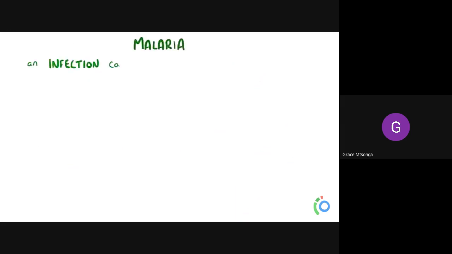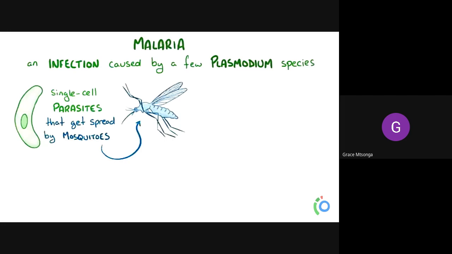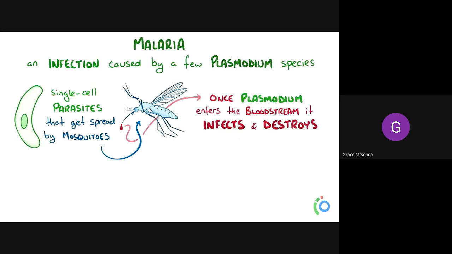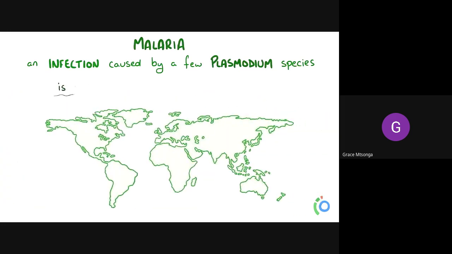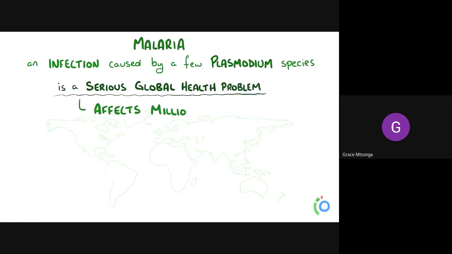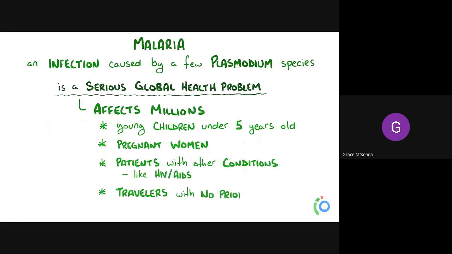Malaria is an infection that can be caused by a few different types of Plasmodium species, which are single-celled parasites that get spread around by mosquitoes. Once the Plasmodium gets into the bloodstream, it starts to infect and destroy mainly liver cells and red blood cells, which causes a variety of symptoms and sometimes even death. Malaria is a serious global health problem that affects millions of people, particularly young children under the age of 5, pregnant women, patients with other health conditions like HIV and AIDS, and travelers who've had no prior exposure to malaria.